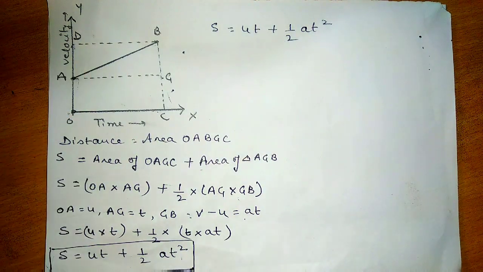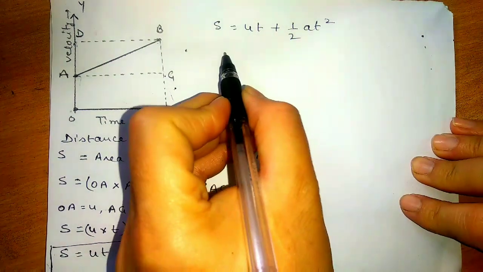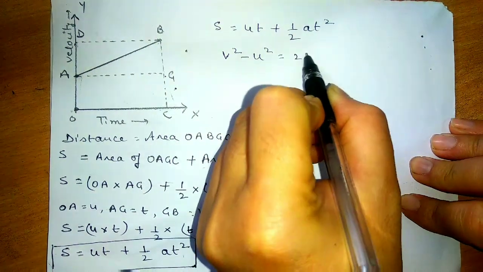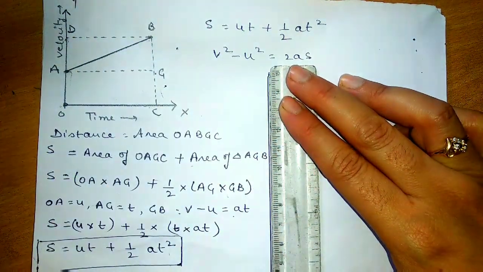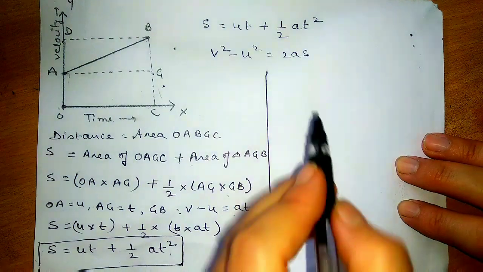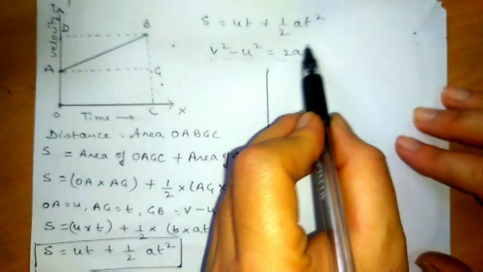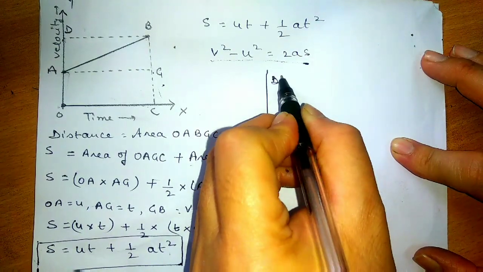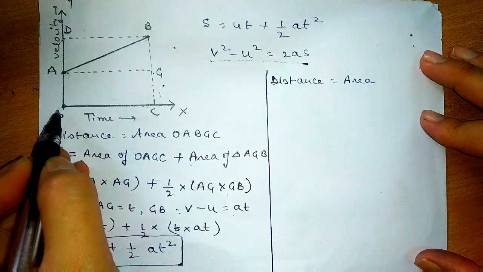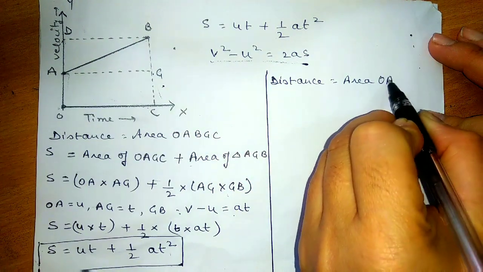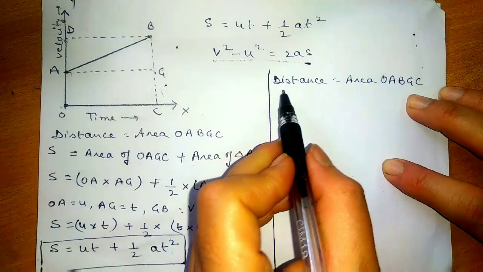Now with the same graph, we'll discuss the third equation of motion, that is V square minus U square is equal to 2AS. So let me draw a line, and I'll explain the third equation of motion here only. When I talk about V square minus U square is equal to 2AS, it means again we require distance, and we know that distance is equal to the area of the whole graphical figure, that is OABGC. This is the area of this trapezium, that is the distance traveled.